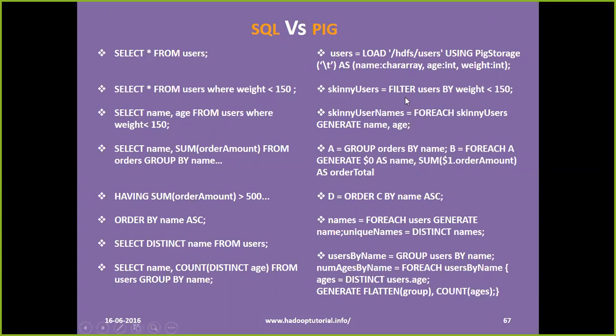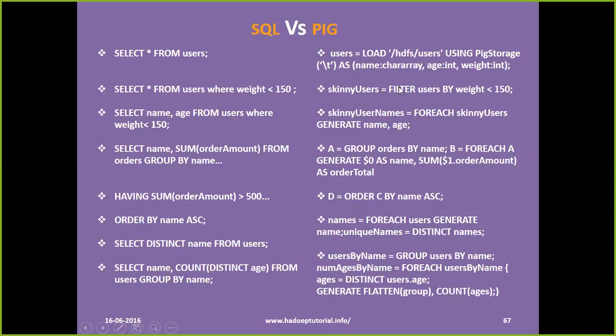It's like for each users generate all, or generate star. And if you have select star from users where weight less than 150, it is like filter users by weight less than 150. And select only name comma age from users where weight less than 150.